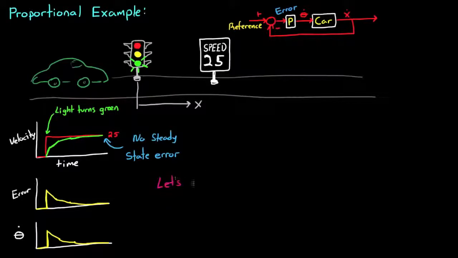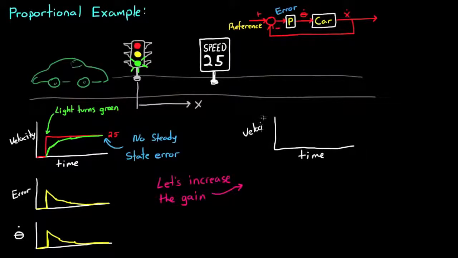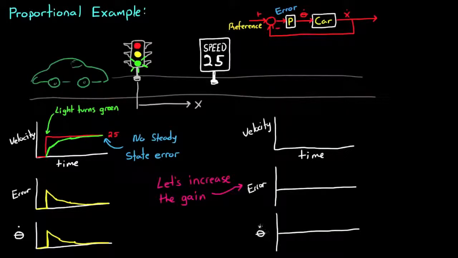So with that in mind, try to imagine what would happen if the gain was too large in this example. Now initially the vehicle is at rest, and then the light turns green and there's a step up to 25 miles per hour, same as before.